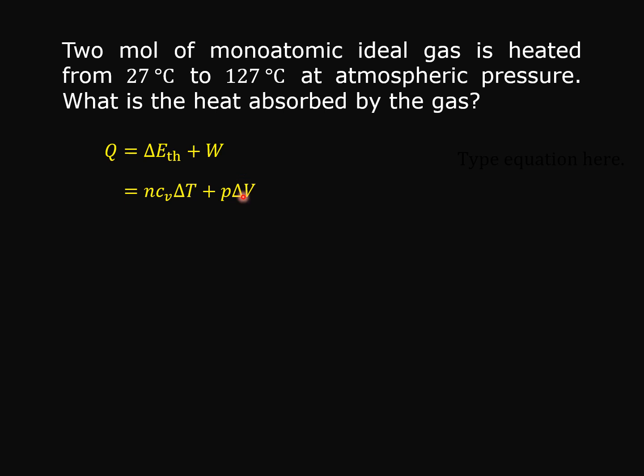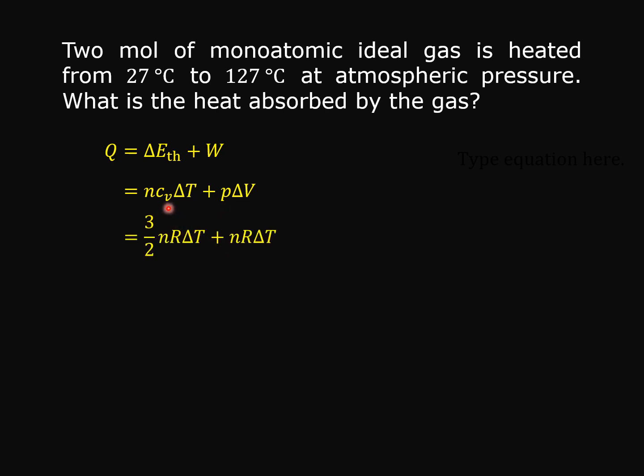And for W, we can use P delta V, because in this process the gas is heated at atmospheric pressure, meaning 1 atm. So the pressure is constant. When the pressure is constant, it is an isobaric process. Then we can use this formula P delta V to calculate the work done, where P is a constant.